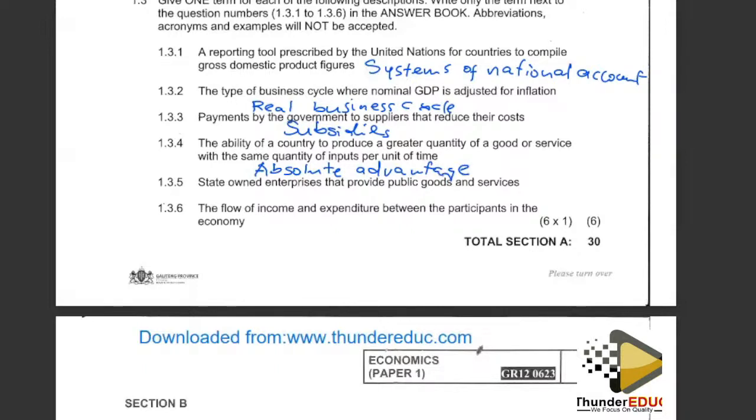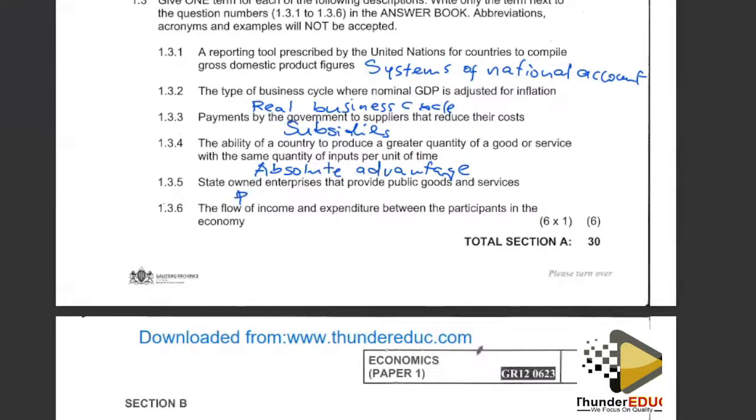The next question says, state-owned enterprises that provide public goods and services. In most cases, state-owned here refers to those businesses where the government has some shares in them, where the government has some part of ownership in them. And in economic terms, such businesses we call parastatals.